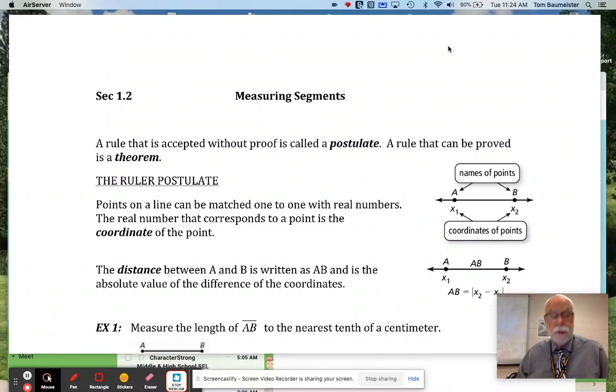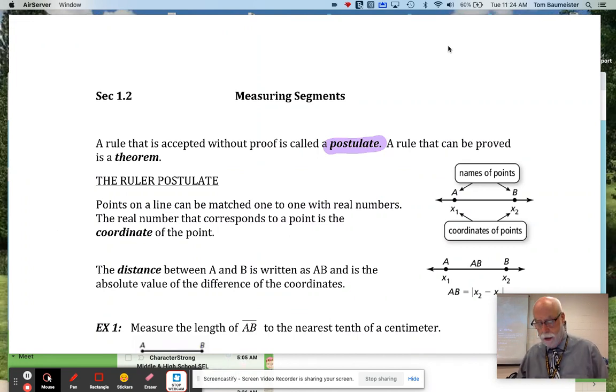Right, geometry, section 1.2 is measuring segments. So a rule that is accepted without proof is called a postulate. Remember, I told you yesterday, when I have something bold and italic, that usually means on my notes that it is a definition that you'll probably need to remember.